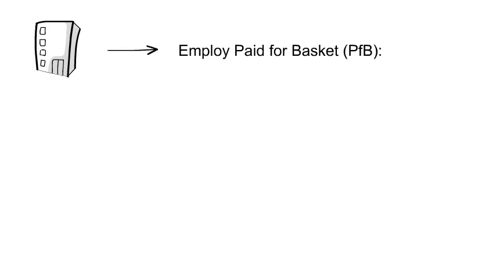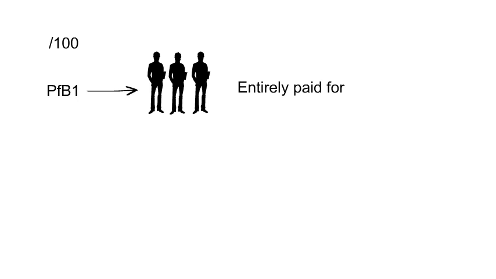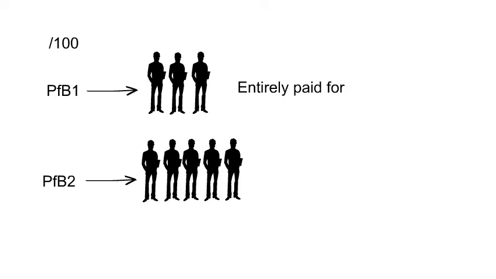After some deliberation, management of said retailer has chosen to implement PfB in order to allow payers the possibility to be paid for. The following PfB states were established. PfB 1 would allow 3 out of 100 pairs to be completely paid for. PfB 2 would allow 5 out of 100 pairs to be 50% paid for.